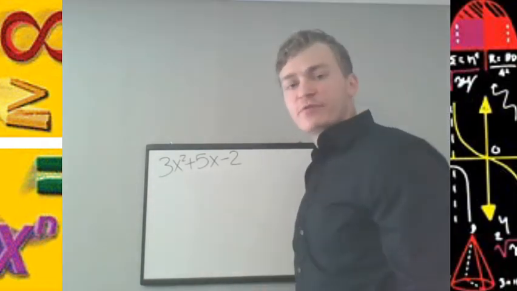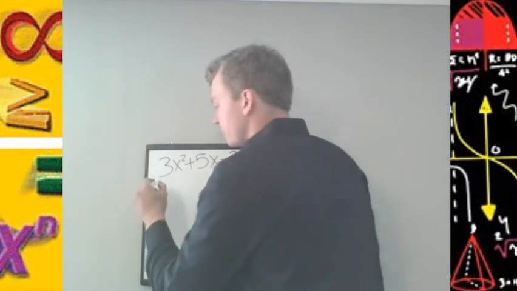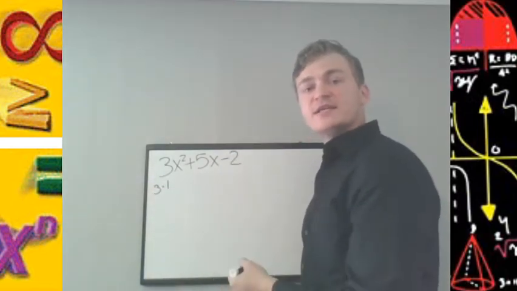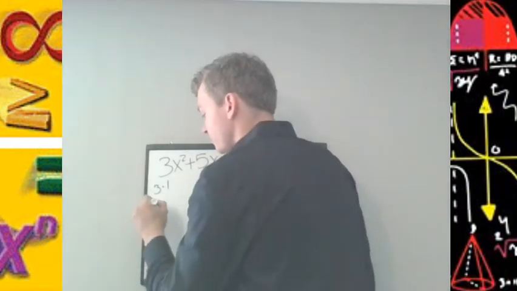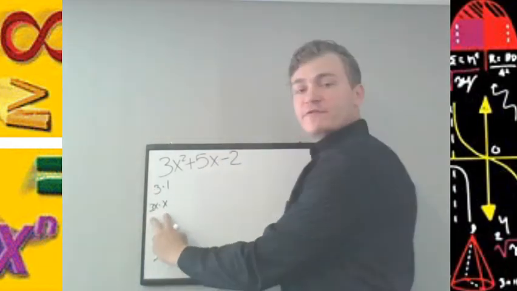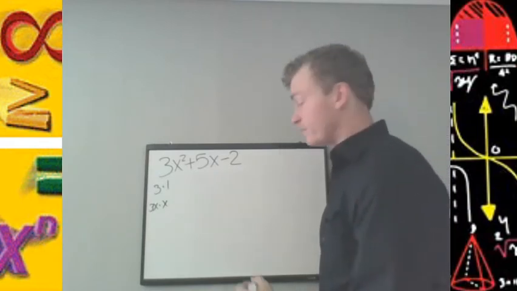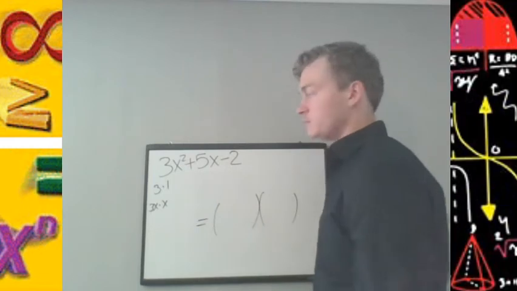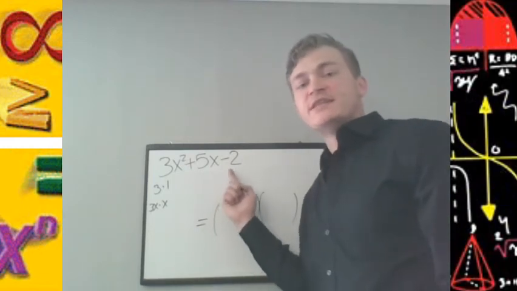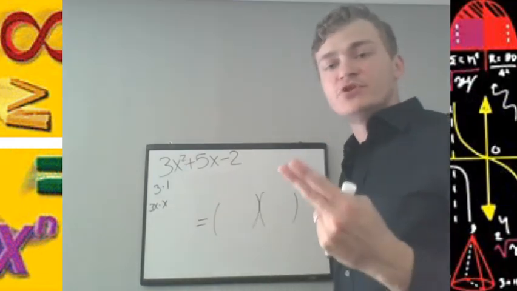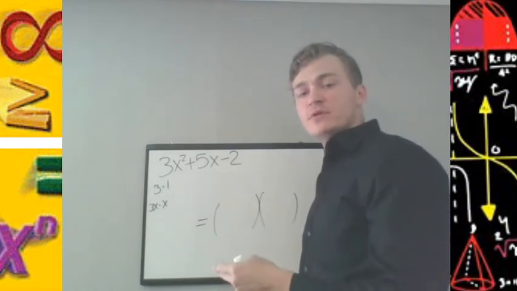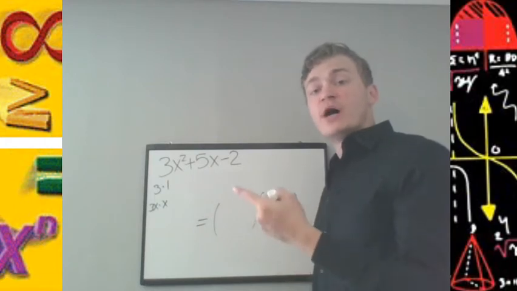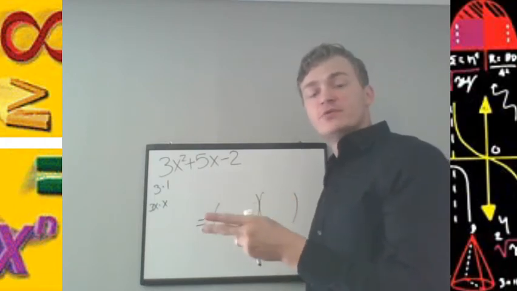What are the factors for 3 here? 3 and 1. Because again, we see there that 3x times x will give us 3x squared. So these will be the first two terms for our binomial factors. The factors for C, well, C in this case is negative 2. So two numbers that multiply to give us a negative 2, one must be negative, one must be positive. 2 is a prime number, so its factors are 1 and 2.